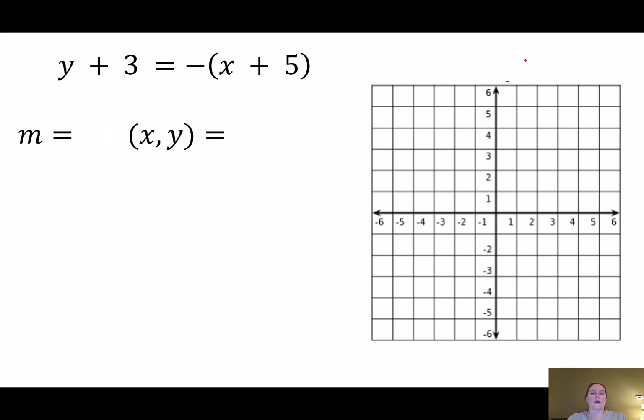All right, a couple more. So I've got y plus 3 equals negative times x plus 5. So first thing I want to look at. Okay, what is my slope? Remember, there's that invisible 1 there in front of that parentheses, so it's a -1. And then my point, opposite of a +5 is a -5. Opposite of +3 is a -3. So that tells me I'm plotting a point at -5, -3, and I'm doing a slope of -1, which means down 1, right 1. And that's all there is.